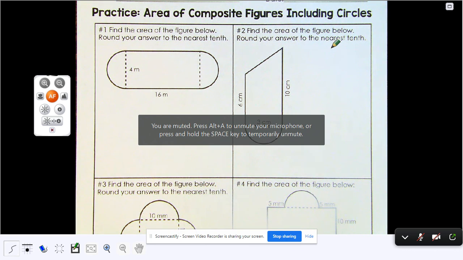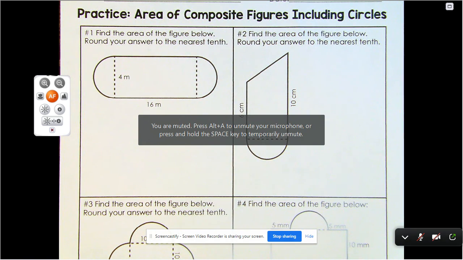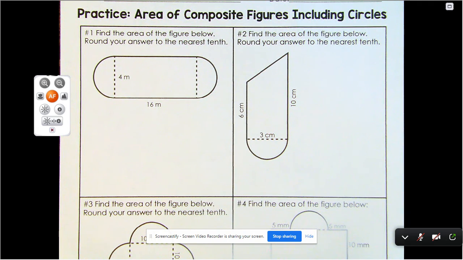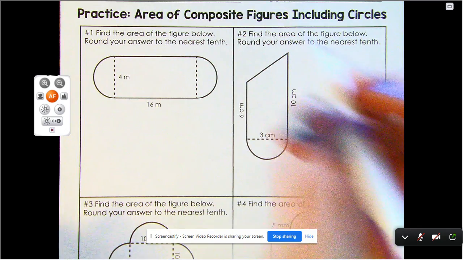Okay, in this particular video, we're going to be going over finding the area of composite figures so we can make some corrections on our assignment. So number one, we're going to first identify the shape so we can split this figure into the familiar shapes. So the first shape that I see happens to be a rectangle.